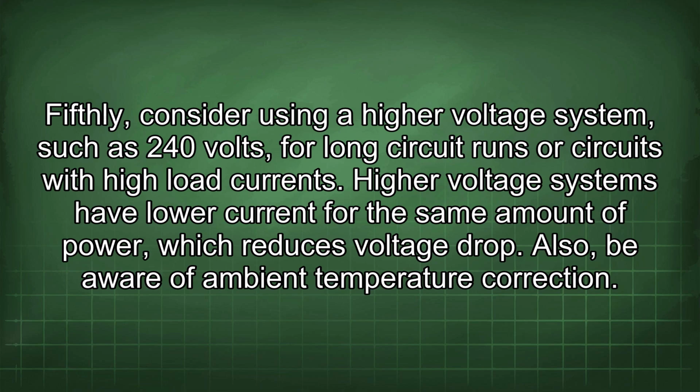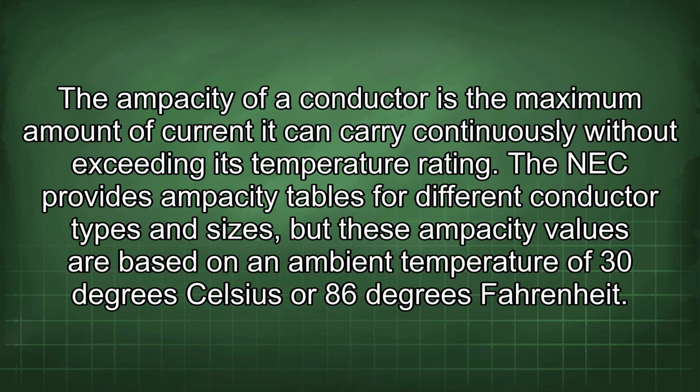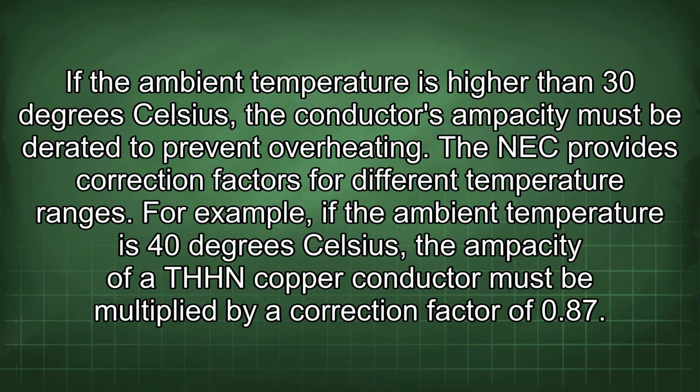Also, be aware of ambient temperature correction. The ampacity of a conductor is the maximum amount of current it can carry continuously without exceeding its temperature rating. The NEC provides ampacity tables for different conductor types and sizes, but these ampacity values are based on an ambient temperature of 30 degrees Celsius or 86 degrees Fahrenheit. If the ambient temperature is higher than 30 degrees Celsius, the conductor's ampacity must be derated to prevent overheating. The NEC provides correction factors for different temperature ranges.